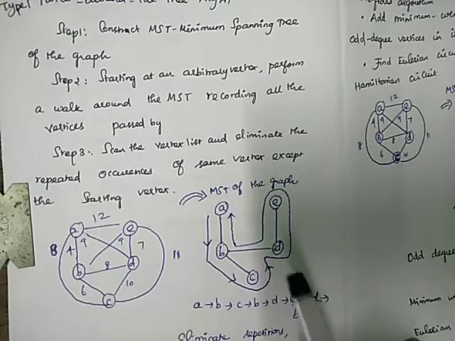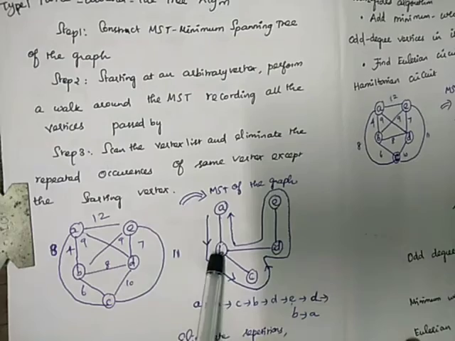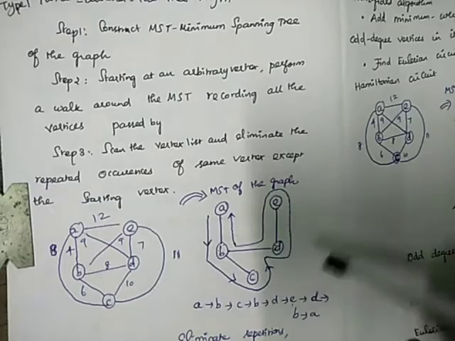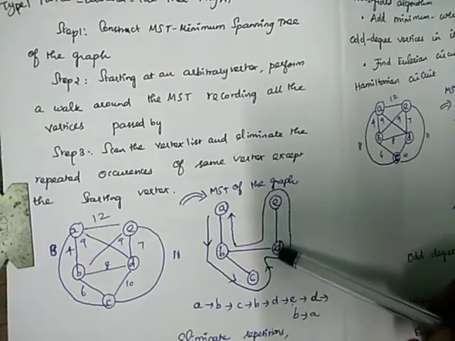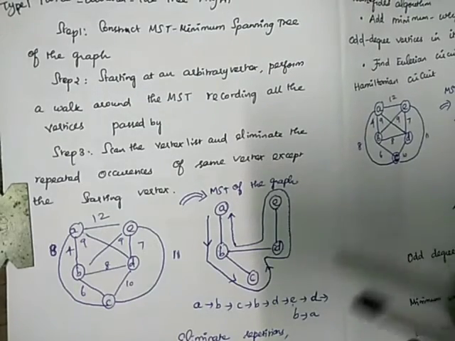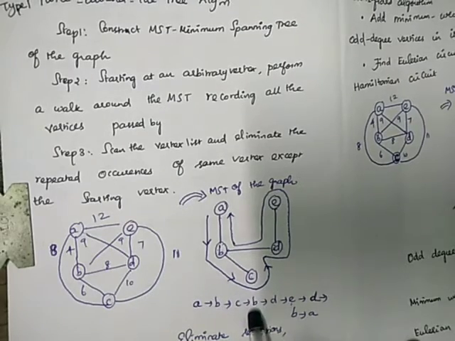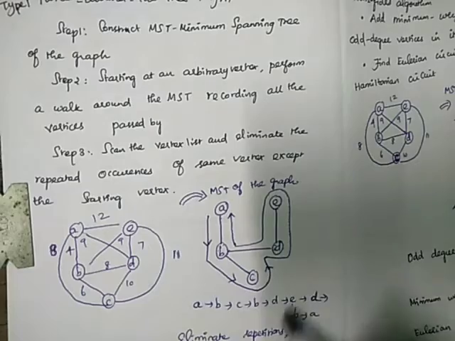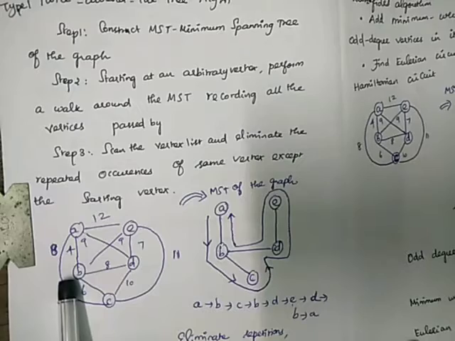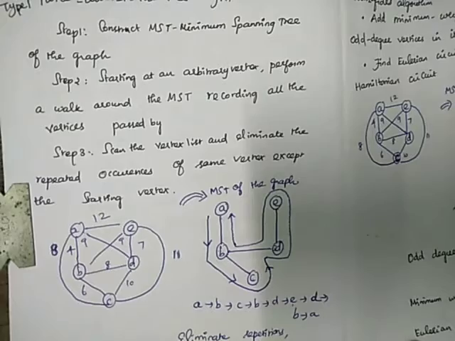First we write down the nodes visited. So A to B, B to C, then C to B, come back to B, then B to D, D to E, E to D again, D to B, B to A. Okay, then eliminate the repetitions. We get A to B, B is repeated, so A, B, C, D, E, D is repeated, B is repeated, and finally A. So A to B, B to C, C to D, D to E, E to A. So this is the twice around the tree algorithm.